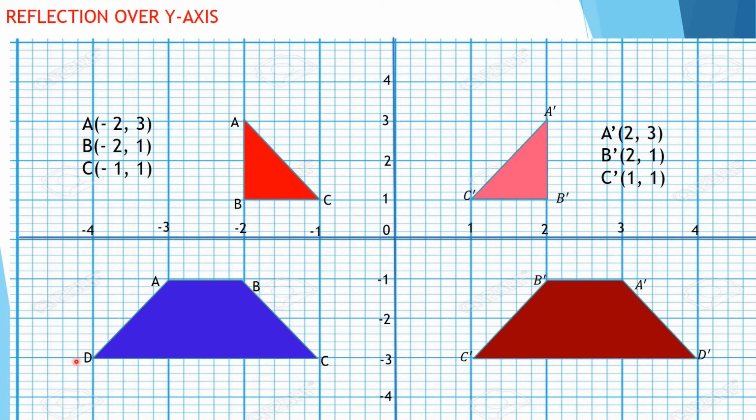Okay, for D, I'm having -4 and -3. I will now have D prime as 4 and -3. So you negate your x coordinate, and since they are negative, they will now become positive.